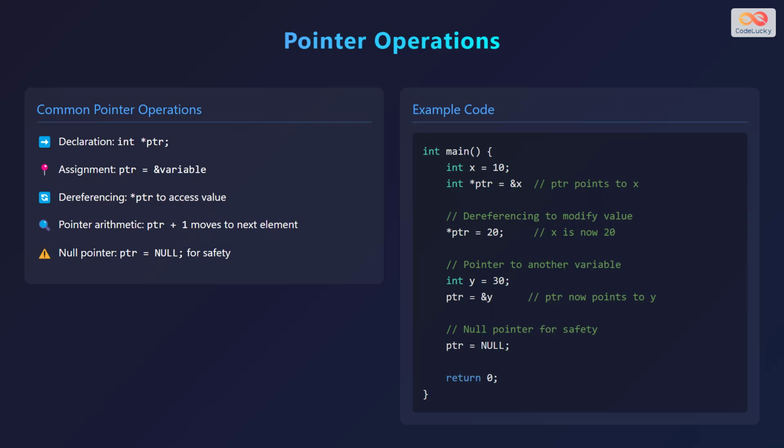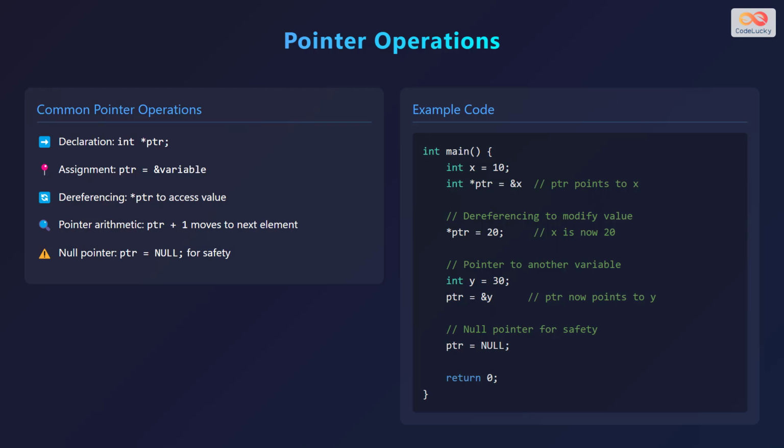Fourth, pointer arithmetic. Adding 1 to a pointer, such as ptr plus 1, moves the pointer to the next element in memory. Fifth, null pointer. Setting a pointer to null, as in ptr equals null, indicates that the pointer does not currently point to any valid memory location.